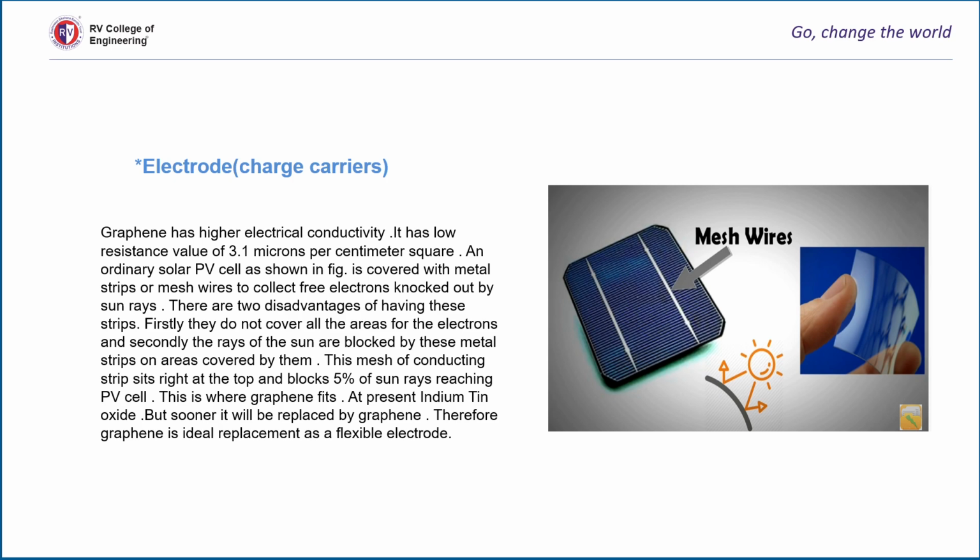The rays of sun are blocked by these metal strips or on areas covered by them. This mesh of conducting strip sits right at the top and can block up to 5% of sun rays reaching the PV cell. This is where graphene fits, and this is where graphene plays a potential role.